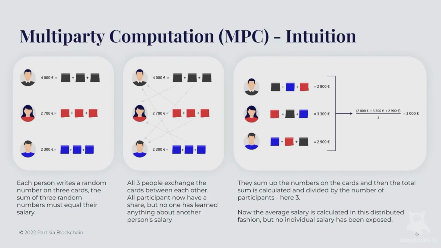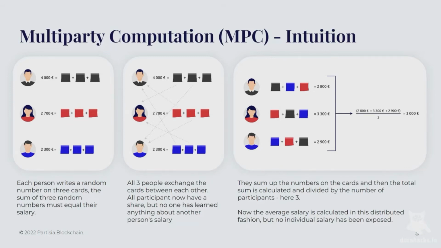It's actually pretty simple. So the intuition here is that we want to calculate the average salary of 3 people, and you can see these 3 people. One has a salary of 4,000 euros, one has a salary of 2,700 euros, and one has a salary of 2,300 euros. And we would like to compute the average, but we would like to do it in a way where none of them actually have to reveal to each other what their salary is.